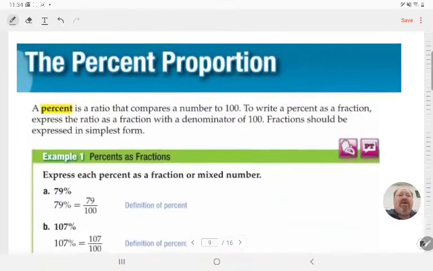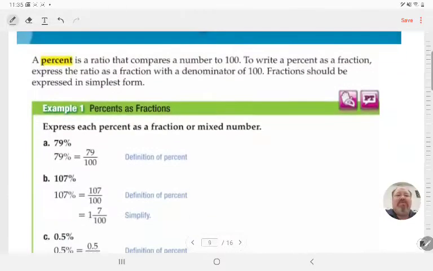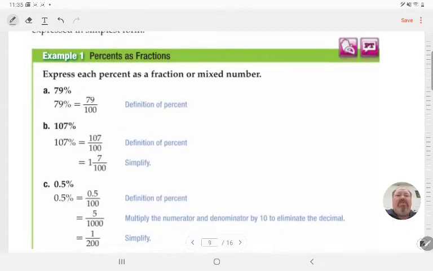All right, the percent proportion. A percent is a ratio that compares a number to 100. To write the percent as a fraction, express the ratio as a fraction with the denominator of 100. Fractions should be expressed in simplest form. So all you're doing is if you have a percent, you put it over 100. So 79% would be 79 over 100. 107% would be 107 over 100. But then you simplify, and it would be 1 and 7 over 100.